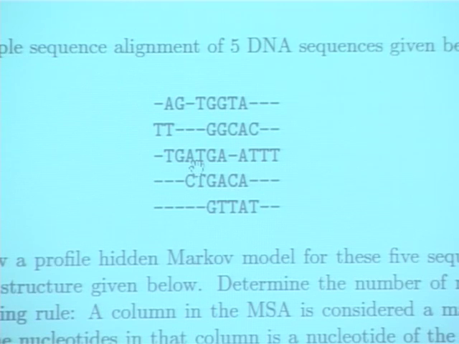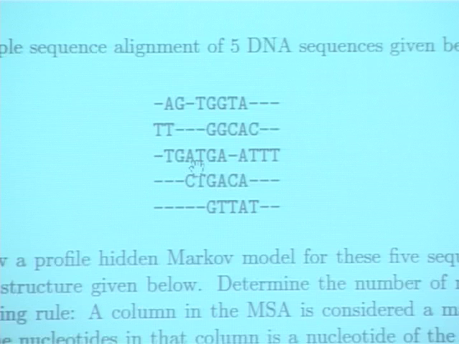So now for these 5 sequences, I'm going to write out by processing them row by row, since I know what each column corresponds to in terms of states, I just go over these sequences. So A, G, T, G, G, T, A. I can immediately say which states these letters correspond to.